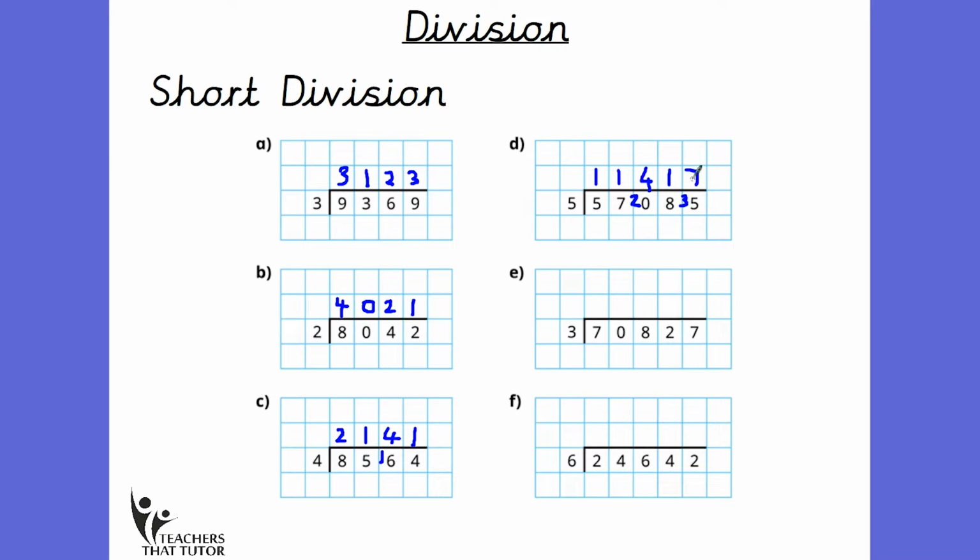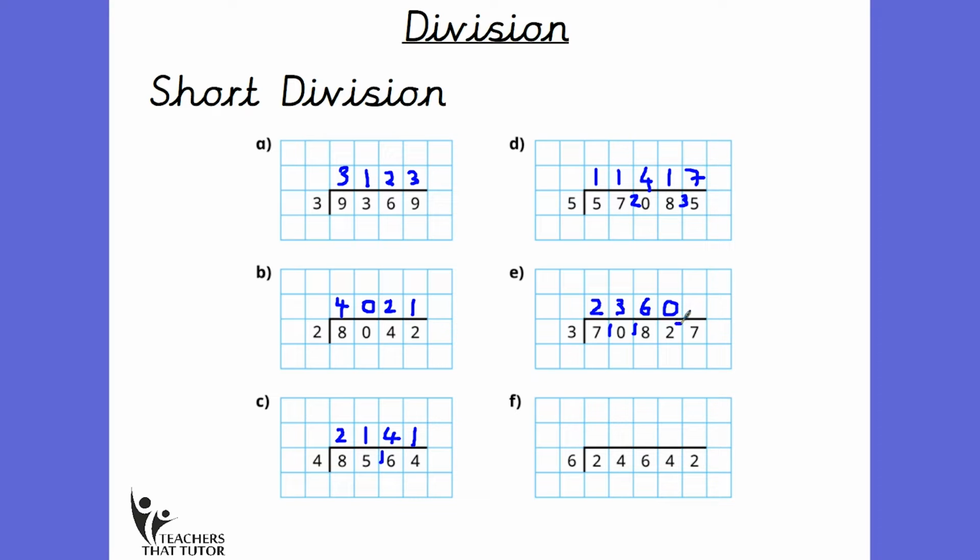There are 7. E. How many 3's in 7? There are 2 3's in 7, so you put the 2 there with a remainder of 1. How many 3's in 10? There are 3 3's in 10: 3, 6, 9, but with a remainder of 1. How many 3's in 18? 3, 6, 9, 12, 15, 18. There are 6. How many 3's in 2? You can't do, so you put a 0.